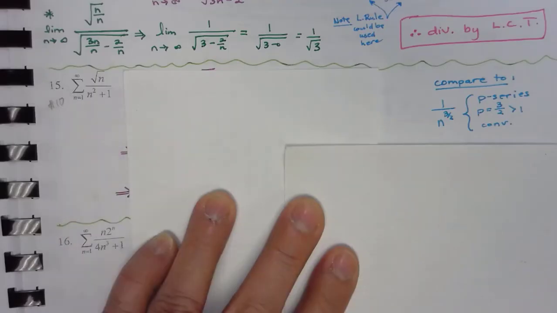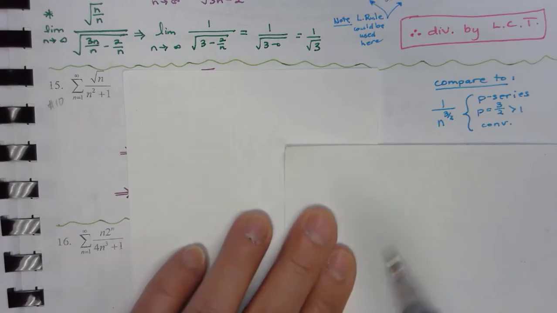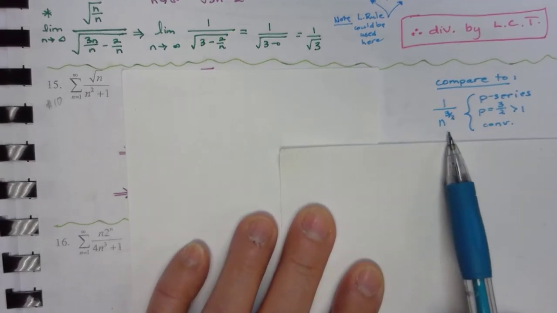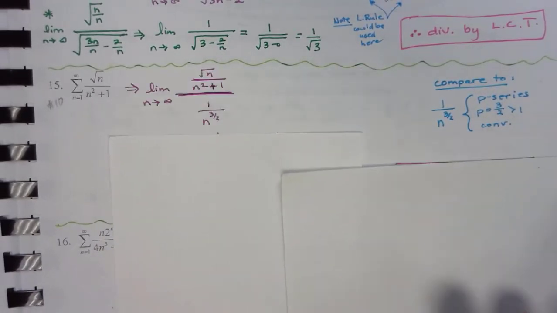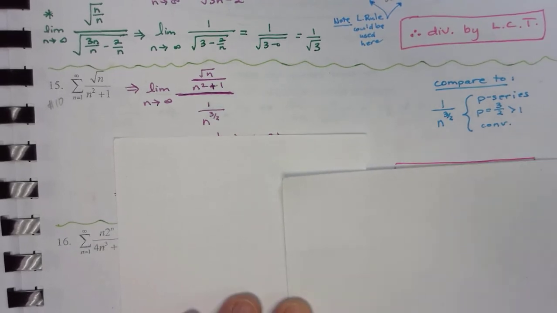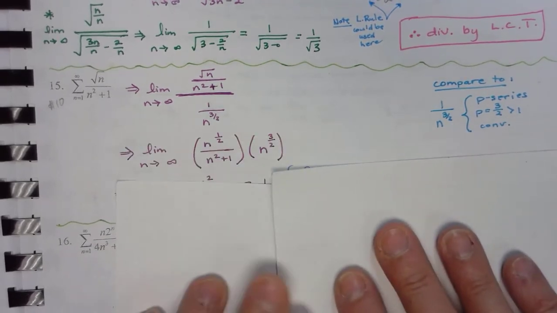Let's look at number 15, which was number 10 on the previous page. Remember, we were going to compare it to 1 over n to the 3/2, which is a p-series with p equal to 3/2, which is greater than 1, so we know it converges. So let's look at our function. We are going to do all kinds of simplifying.